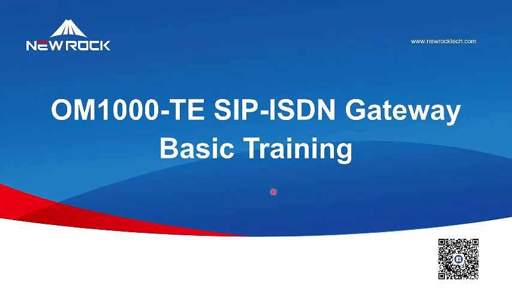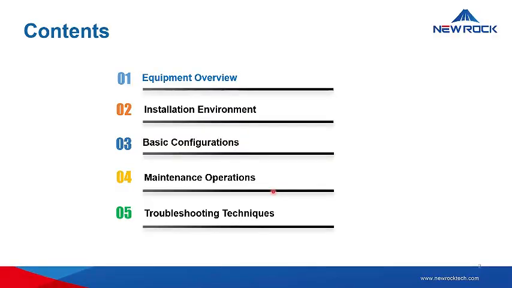Okay, so hi everyone. Once again, this is Romel, and I would like to say thank you and welcome to this basic training about the OM1000 TE ISDN gateway. For today, we have prepared five contents. The first one is the overview of our equipment, then installation environment, basic configurations. The next one is maintenance operations. And the last part is about troubleshooting techniques for the trunking gateway.